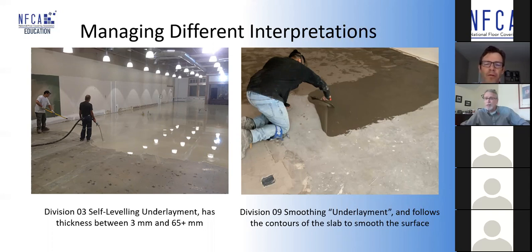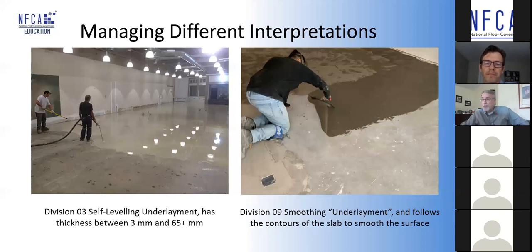And many times, it's a skim coat. Go ahead. A skim coat or a scratch coat? Skim coat or a scratch coat. The fact that it's called underlayment because it happens underneath the floor covering is really the only common thing here. In this case, the whole goal of the scratch coat or that smoothing coat is to follow the contours of the slab. It goes from feather edge to maybe 1 millimeter in thickness. That stuff they're pouring on the slab on the left has got to be 3 millimeters, maybe up to 65 or more, depending on how much correction needs to be made to that floor slab.